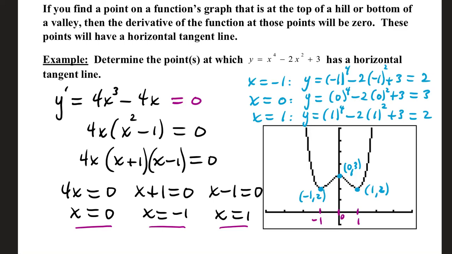If you find a point on a function's graph that's at the top of a hill or bottom of a valley, then the derivative of the function at those points will be zero. These points will have a horizontal tangent line.